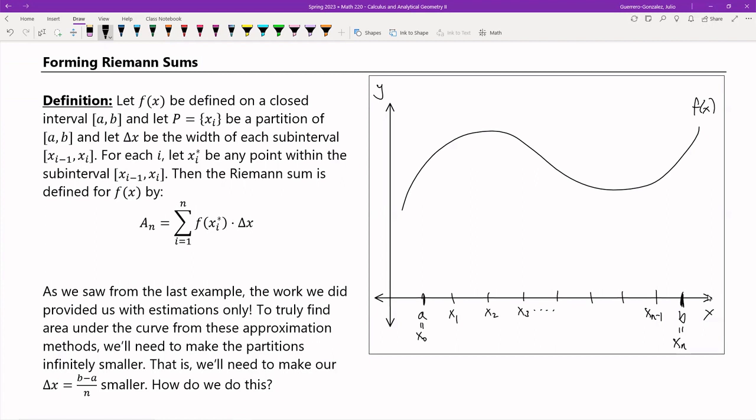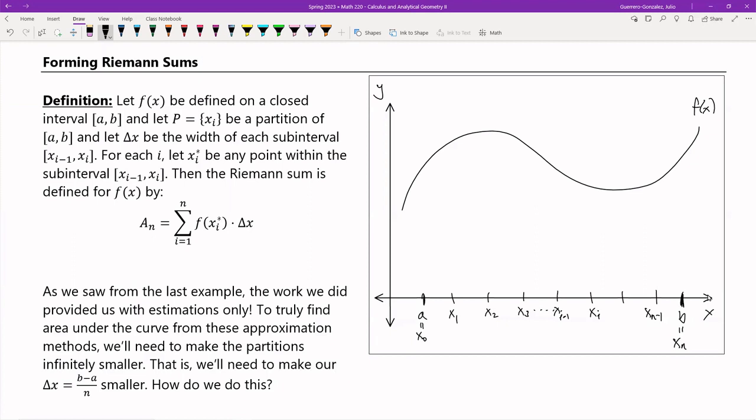So each one of these is going to be from x of i minus 1 to x of i. Those are going to be my subintervals. The idea behind a Riemann sum is the choice of our height for our rectangles. In left-hand approximation and in right-hand approximation, we just chose the left endpoint or the right endpoint. In actuality, we can choose any point between the left and the right endpoints for our subinterval. It doesn't matter which point we choose.